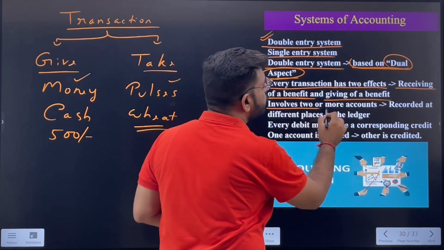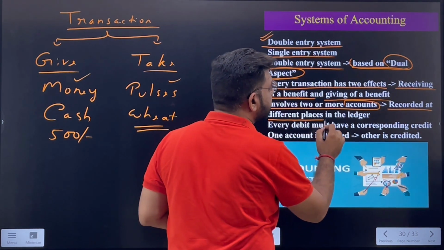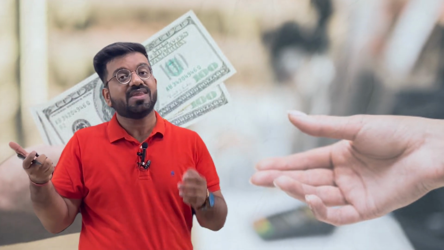So this involves two or more accounts, which are recorded at different places in the ledger. How is it possible that it involves two accounts? Let's see. There is cash which is going out, and cash is a different item. Apart from that, the products which I am buying are different items. So both have to be maintained in different accounts. Since these are different, one thing is going out and the other is coming in, and these have to be recorded at different places in the ledger accounts.